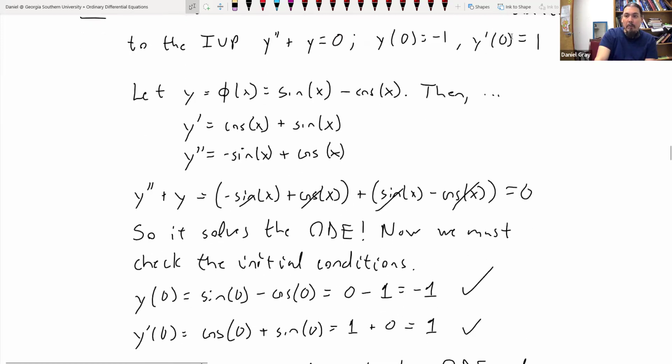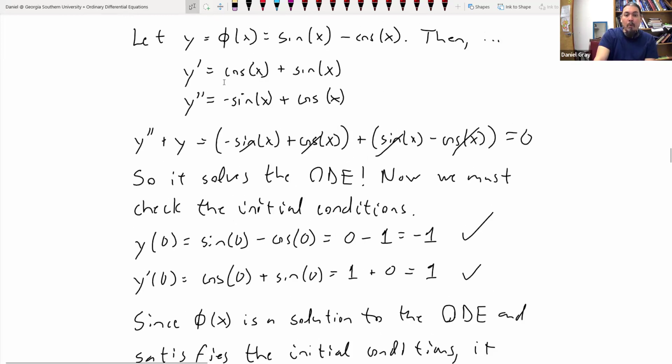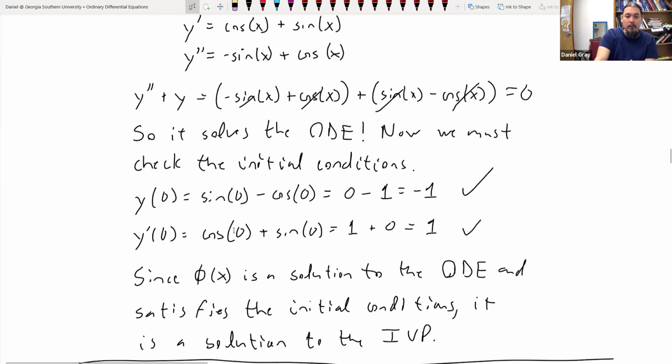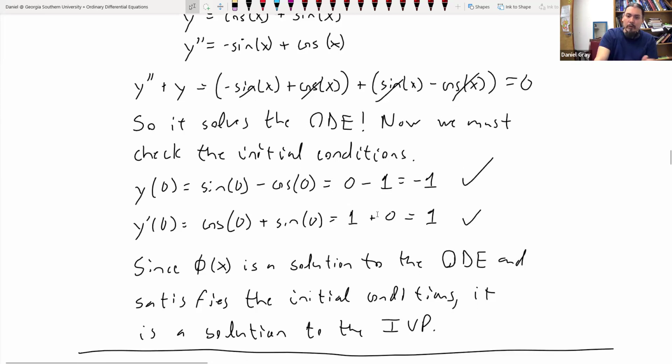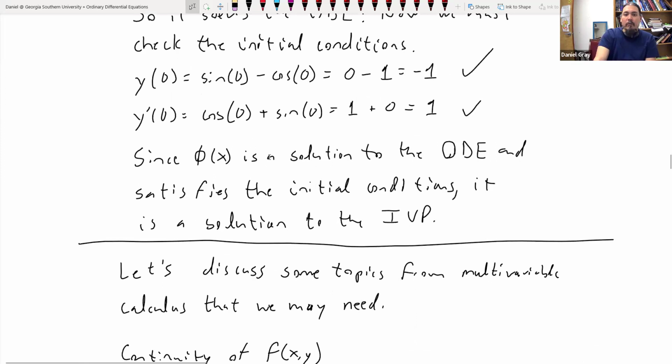Now we'll do y prime of 0. Y prime of 0 would be cosine of 0 plus sine of 0. Cosine of 0 is 1, sine of 0 is 0, 1 plus 0 is 1. Okay. Now, since phi of x is a solution to the ordinary differential equation and satisfies the initial conditions, it is a solution to the initial value problem.